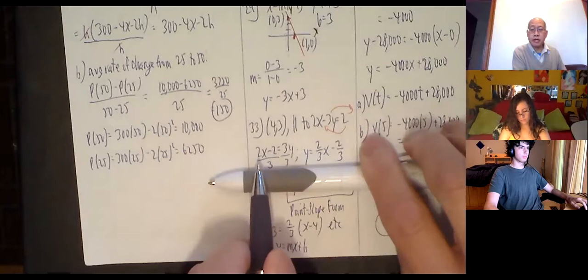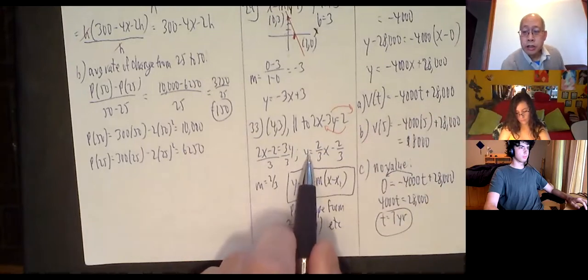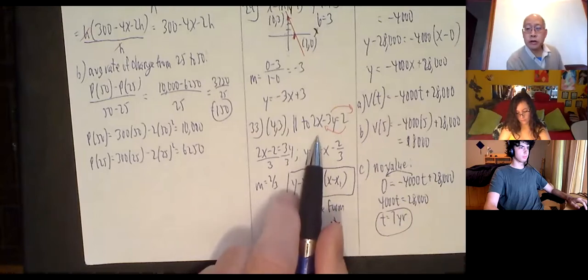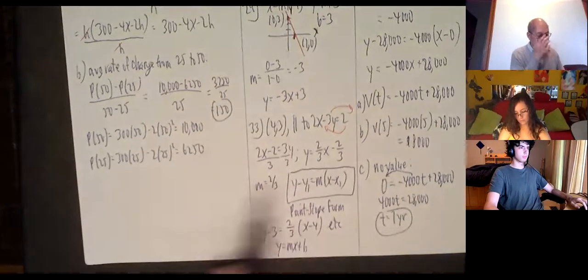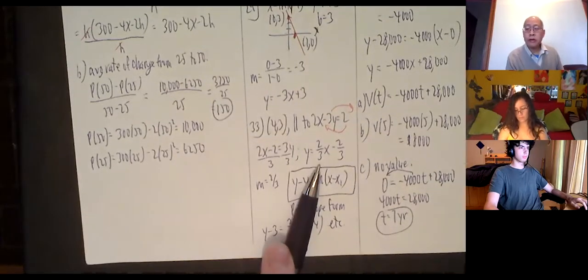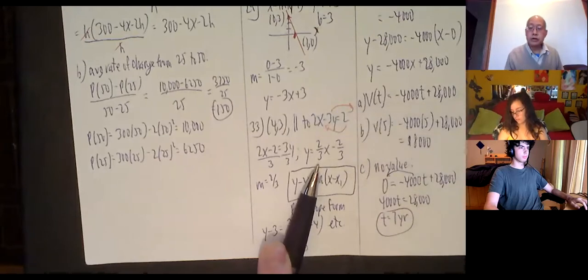Divide both sides by 3. And this is the equation. So the slope of this line is 2/3. I made it look like y equals mx plus b. Y equals 2/3 x minus 2/3. So the slope is 2/3. So what will be the slope of a line parallel to it? Also 2/3, because parallel lines have the same slope.